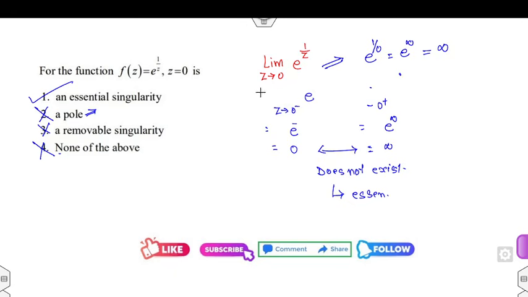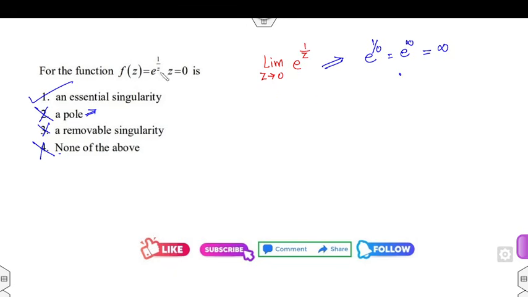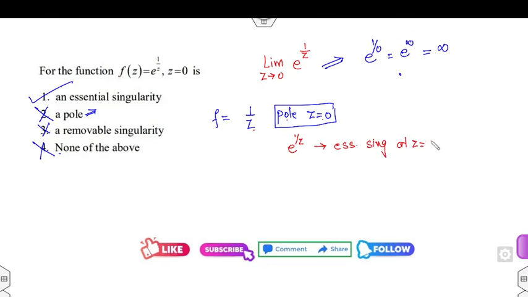Second method is how you can solve that. Again, because of the exponential part, I can simply choose f as 1 over z. Clearly the pole is occurring at z is equal to 0. So once we can say z is equal to 0 is my pole, then e raised to power 1 over z is my essential singularity at z is equal to 0. So again you get an essential singularity. So the right answer is A, that is my correct answer.